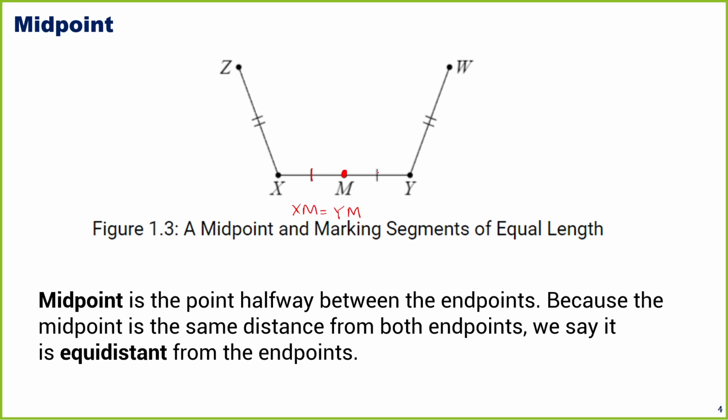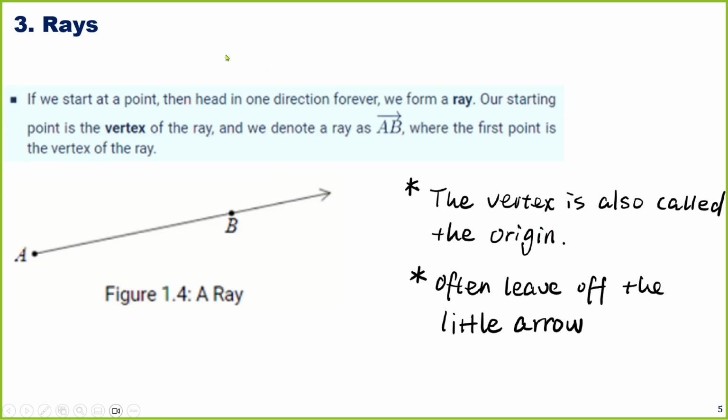So you can put a little mark here to denote XM equals YM. Or if you want to denote XZ equals WY, you can put 2 little strokes to denote these 2 lengths are equal. Alright, these are some commonly used notation to denote equal lengths. Any questions? Okay, and next we're going to have a look at the rays.